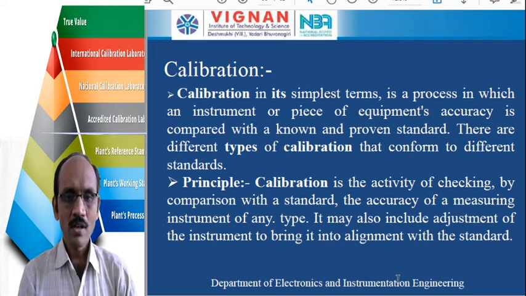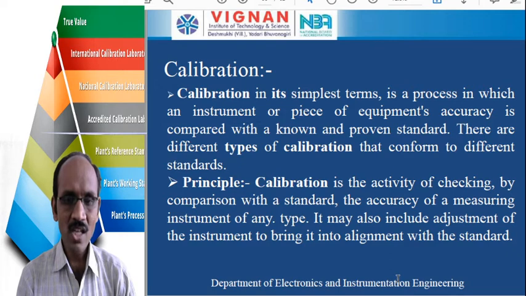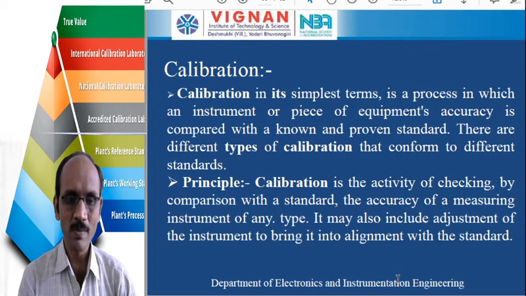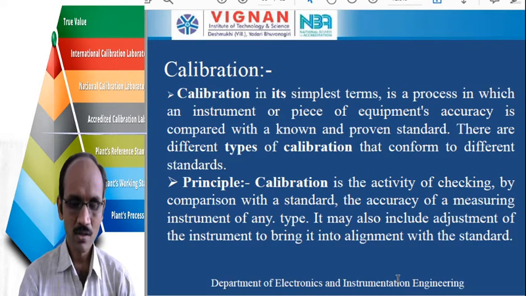Calibration is the activity of checking, by comparison with a standard, the accuracy of a measuring instrument of any type. It may also include adjustment of the instrument to bring it into alignment with the standard. That is the basic definition of calibration, and this is the principle that is going to be followed while performing the calibration of any type of instrument.